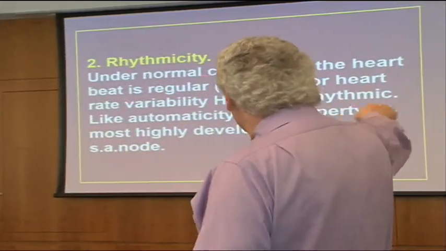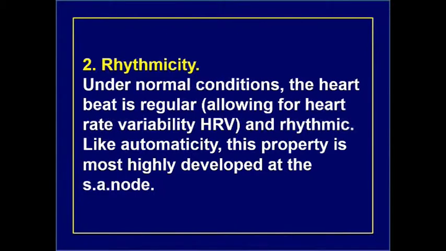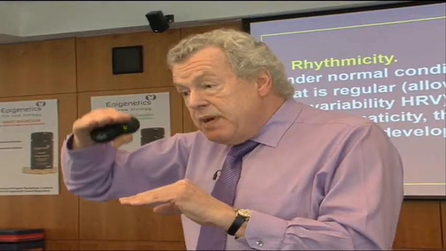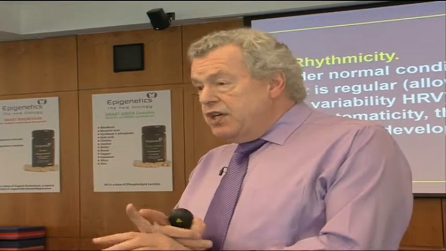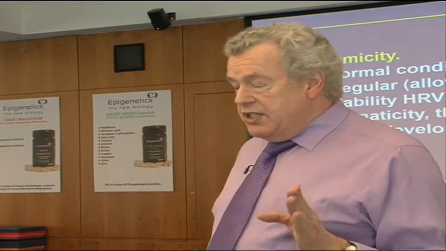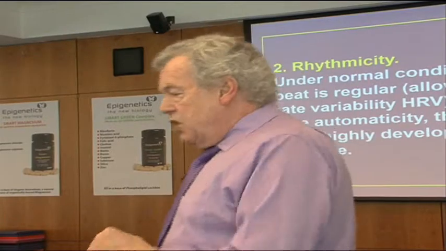Rhythmical: under normal conditions, the heartbeat is regular, allowing for heart rate variability. So remember, when we inspire, we go a little bit faster. When we expire, we go a little bit slower. If you don't do that and you have the same beats, regardless of inspiration, expiration, and normal respiration, you are apparently close to death. So a regular heart is not a good thing. Okay? It is normal to go up and down.